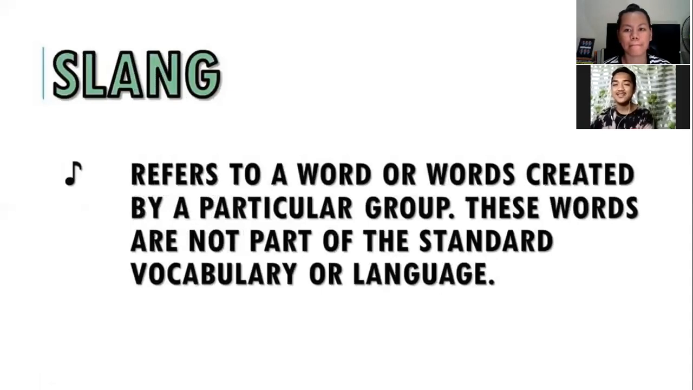So, slang. It refers to a word or words created by a particular group. These words are not part of the standard vocabulary or language. Meaning, yung slang, these are words that are considered informal, and it is not considered part of the standard vocabulary. Ito yung mga tinatawag natin in Tagalog na salitang kalye or balbal na mga salita, right?